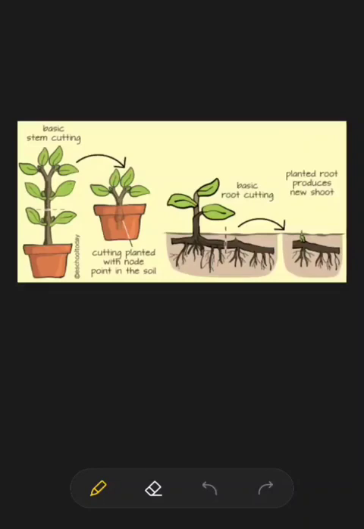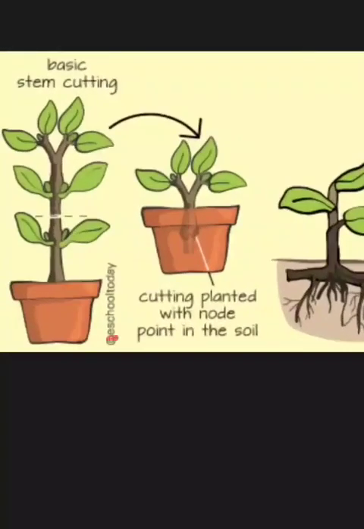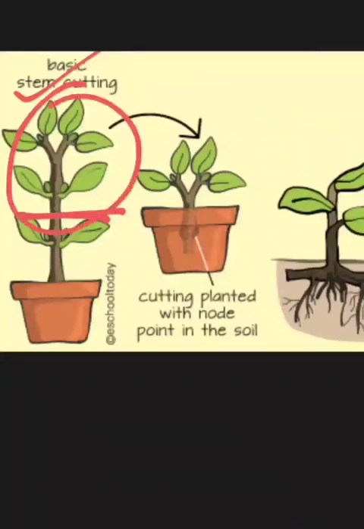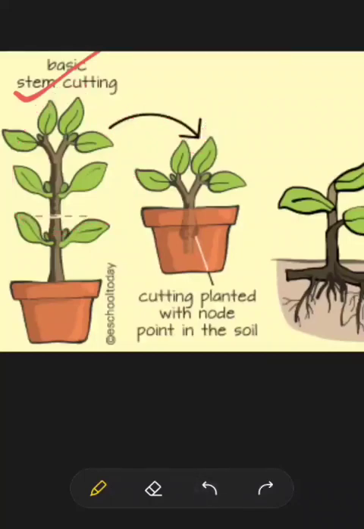The first method of artificial vegetative propagation is by cutting. Cutting is a method in which a part of the stem with an axillary bud is cut from a healthy plant. In this picture you can see that this is the plant and it is cut from here, and then the top portion is planted in a different pot. So a part of the stem is cut with the axillary bud, meaning these buds are known as axillary buds.